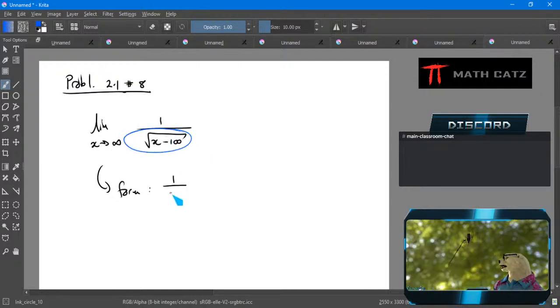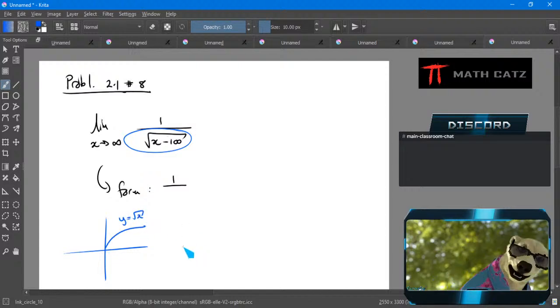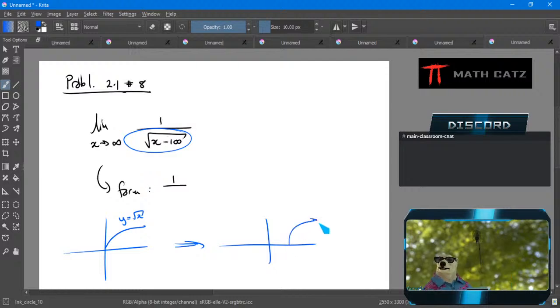Just the denominator. That is a transformation of my basic square root function. It's the square root shifted to the right. Let's draw it. Here's my basic square root, transformed, shifted to the right. Which way is it going when x gets really big? Infinity. Basic transformation. Basic function.